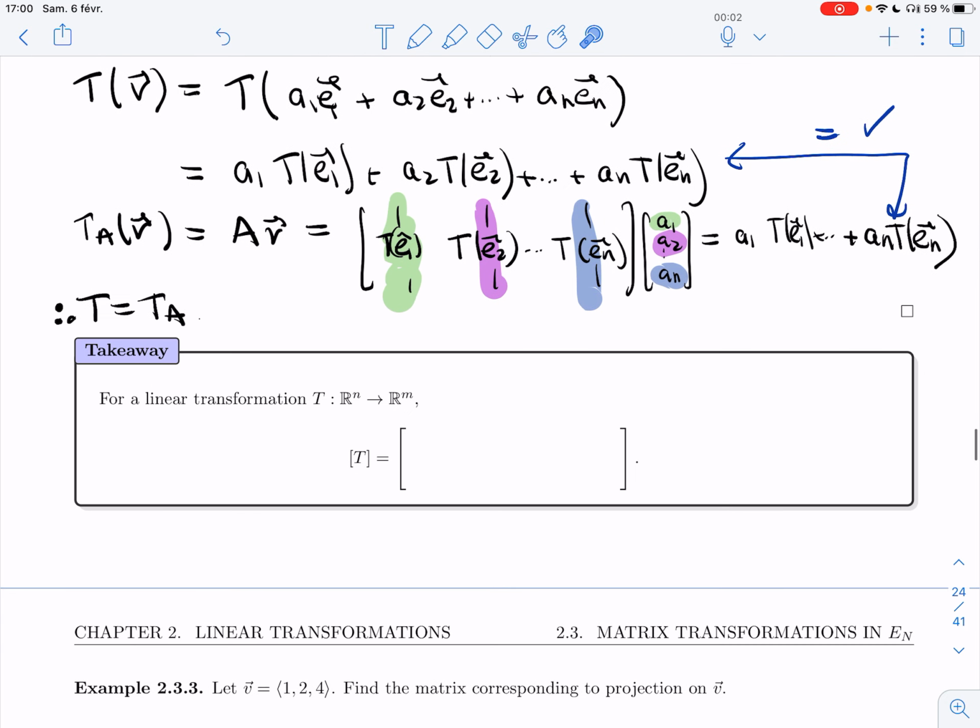All right, here's the takeaway from that theorem for a linear transformation T from Rn to Rm. If you want to know what the matrix associated to this linear transformation is, all you have to do is apply T to the standard basis, and those are going to be the columns of your matrix. That's it.